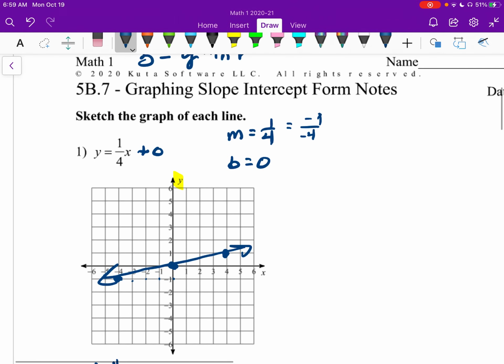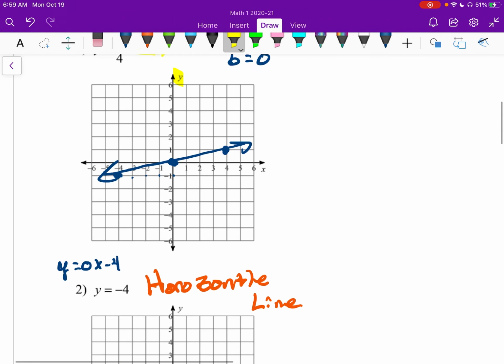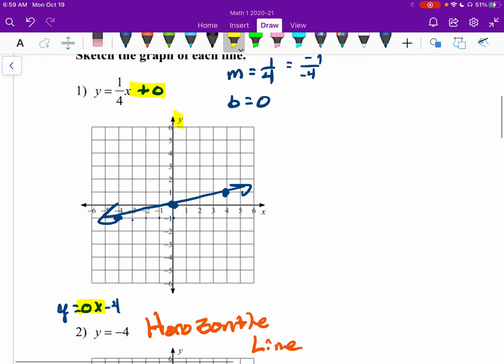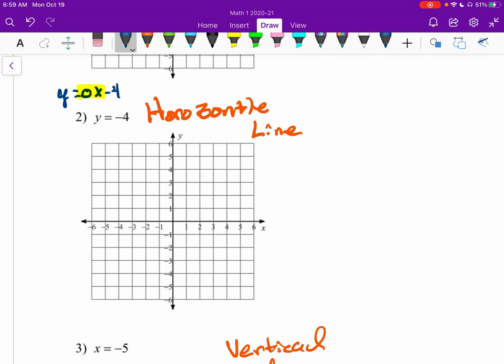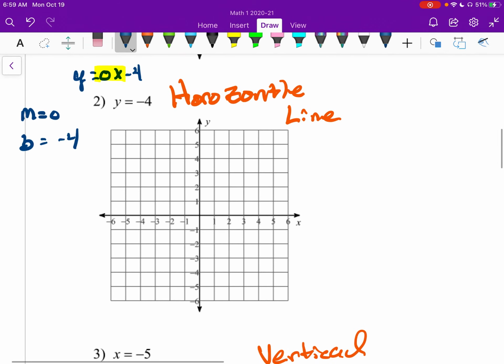Let's look back up at number 1. See how I added in 0? I'm adding in 0x here. Kind of doing the same thing, it just looks a little fancier. Well, this would tell me that my m is 0 and my b is negative 4. So I put a dot on negative 4. And then my slope is 0, which just means I go left and right. So I can put a point there, I can put a point there, I can put a point there. It doesn't really matter where you put the points. They just have to be horizontal with it. And we can draw our line. And that's our horizontal line.